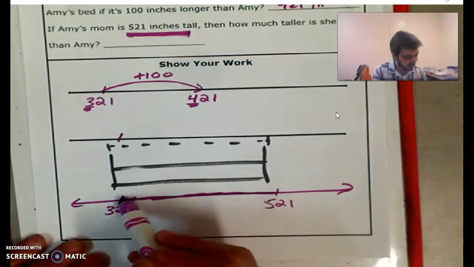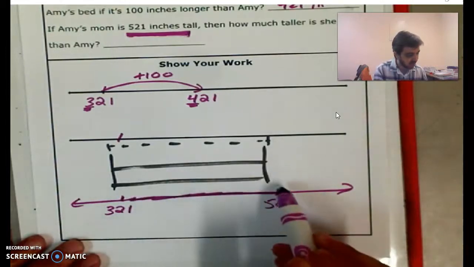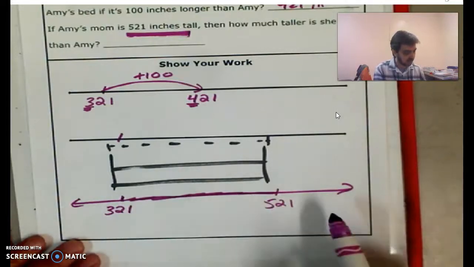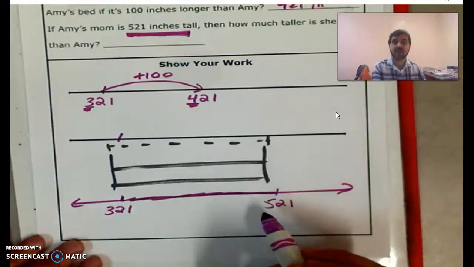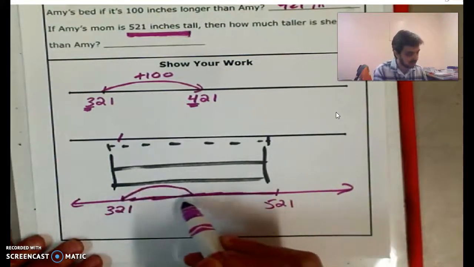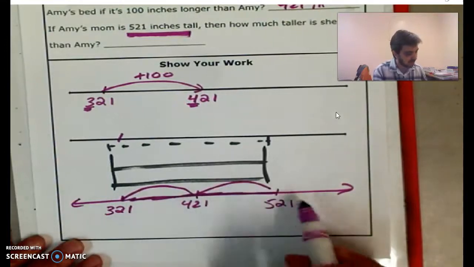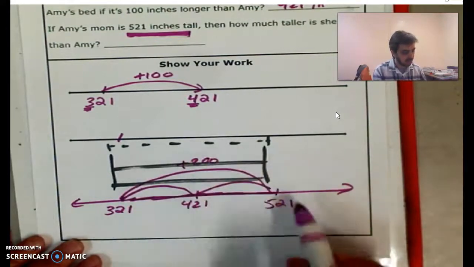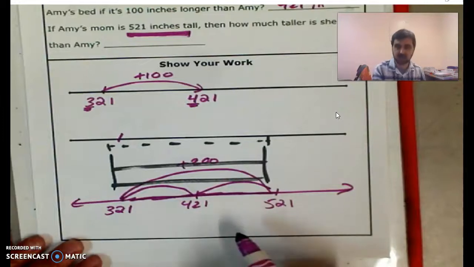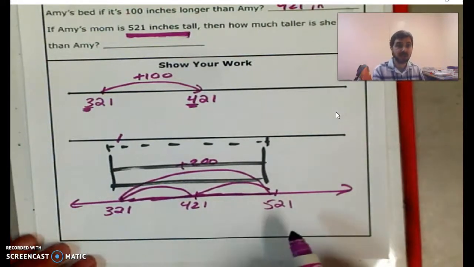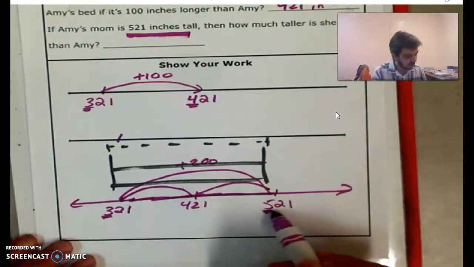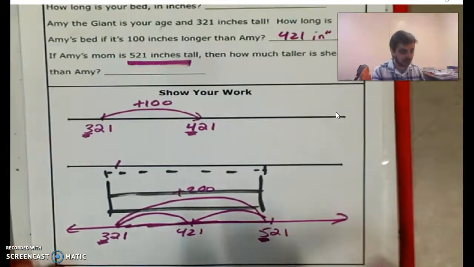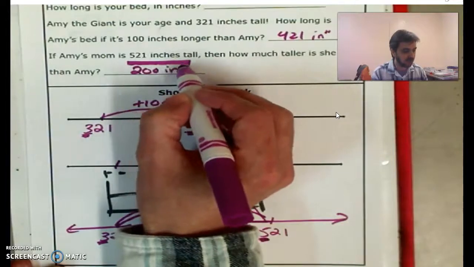Okay, so if I count up, I could go 100, 200, 300 would get me to 521. Because 421, no, I'm sorry, silly Mr. McAndrew. 200 would just get me there, because if I go 100, that gets me to 421, and then another 100 would get me to 521. Or one big hop of 200. Okay, or you could count backwards by hundreds to get to 321. All right, but you can tell just because the hundreds place is the only place that changes. The tens and ones are the same. All right, so the answer there would have been 200 inches, 200 inches taller.